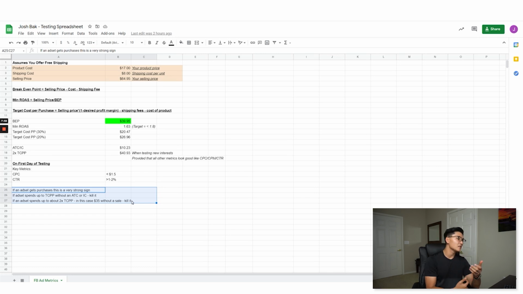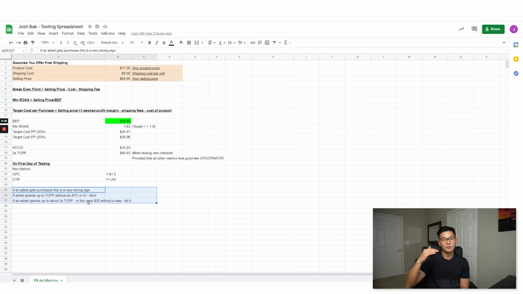If an ad set spends up to your target cost per purchase without an add to cart or initiate checkout, I generally like to kill it. So what that means is, for example, if it's spent up to $20 and hasn't got an add to cart, hasn't got an initiate checkout, hasn't got a purchase, I'll generally just turn it off, because at that point, I don't have confidence that it's going to perform. But if an ad set spends up to 2 times target cost per purchase, in this case $40, without a sale, you should just kill it.